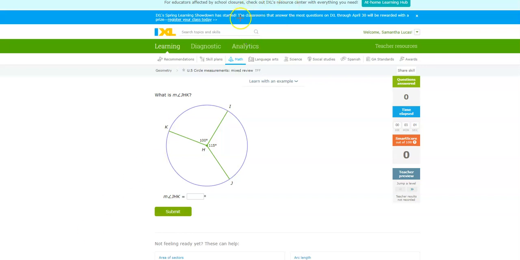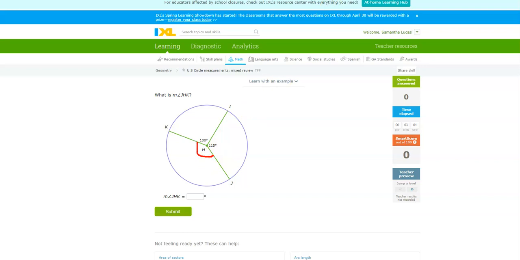All right, so let's go ahead and start off with the first question here. What is the measure of angle JHK? So J to H to K. This is the angle that I'm looking for right here. We know that an entire circle is 360 degrees, right? And if we're trying to find this piece and we have the other two pieces, we can add 100 and 115 and just subtract it from 360 to find the missing piece.